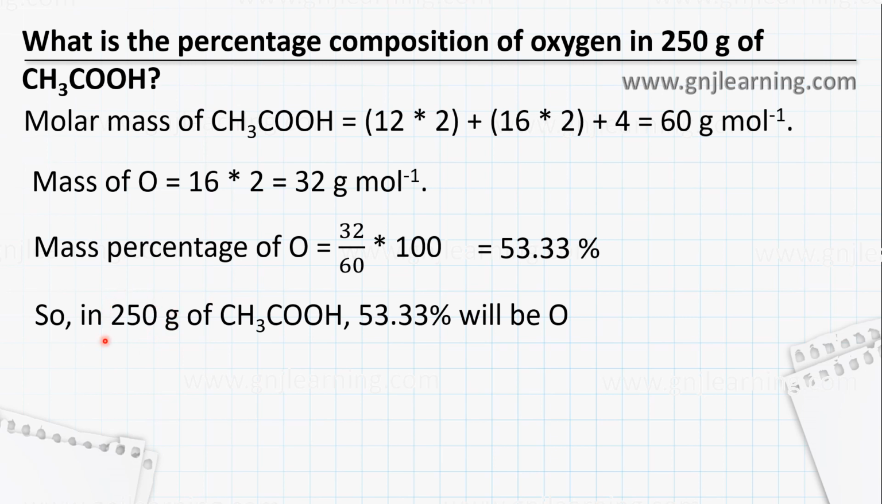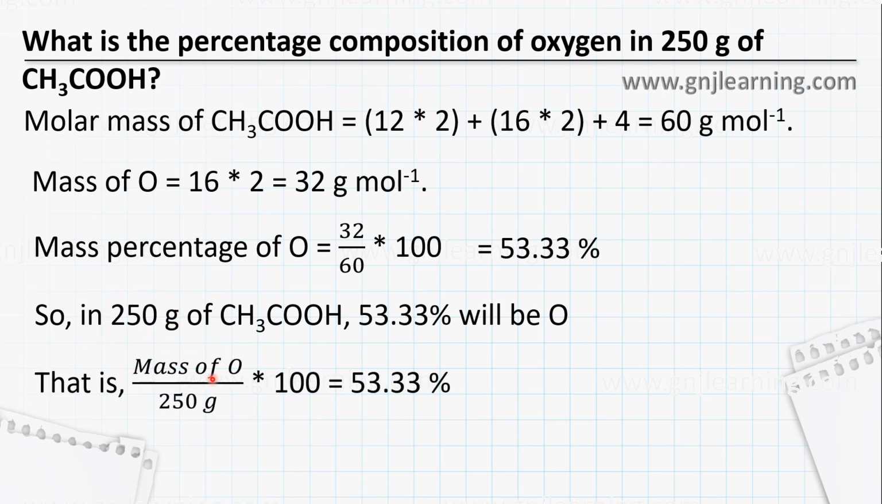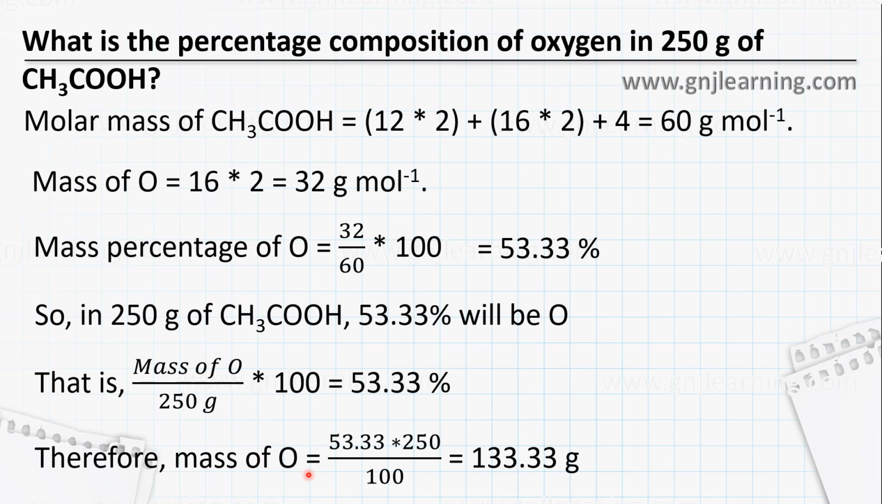So the percentage calculation is like this: mass of O divided by total mass, that is 250, into 100, which is 53.33. What I have to find out is the mass of O. So I will rearrange the equation. Mass of O is equal to 53.33 into 250 by 100, which is equal to 133.33 gram. Just try to verify: more than 50 percentage of 250 is more than 125. So it is approximately that value, which means that our calculations are correct. So 133.33 gram will be oxygen in 250 gram of this acetic acid.